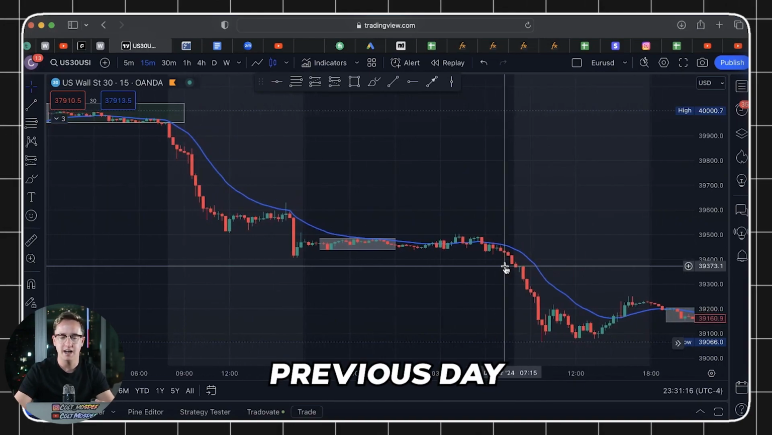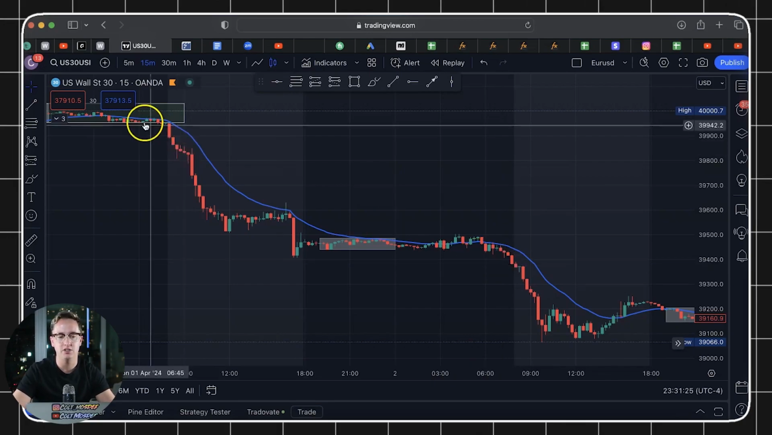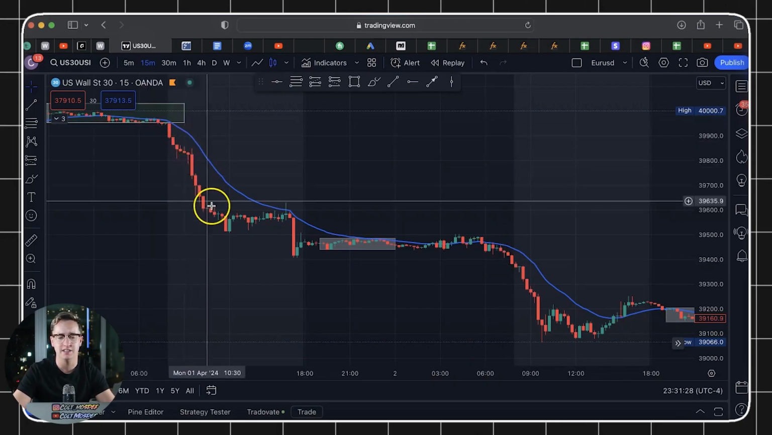So what I like to look at, like I said a second ago, is if you look at the previous day, I call this a 24-hour cycle. What usually happened in the previous New York session may occur to happen in the current New York session, especially if it has very small candles like this and it's just dropping.